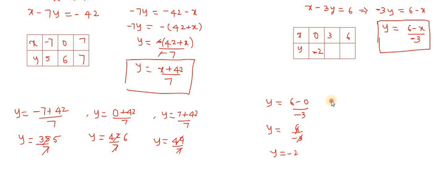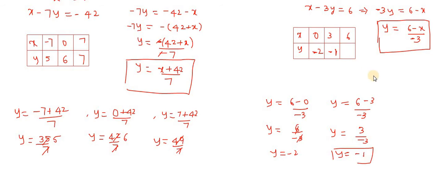So substitute here. And next, I took the value of x as 3, so now we give the value: y is equal to 6 minus 3 divided by minus 3. So y is equal to 3 divided by minus 3. So y is equal to minus 1.